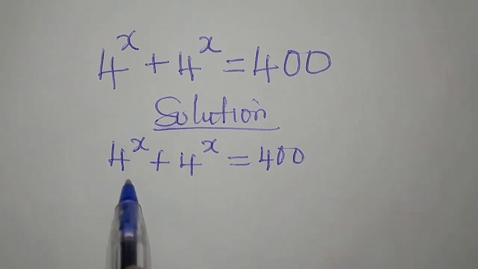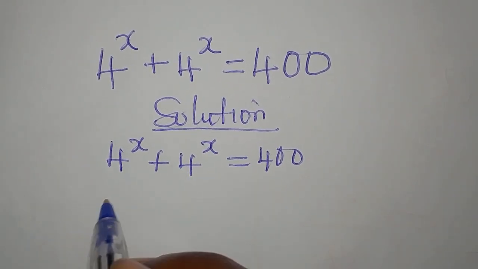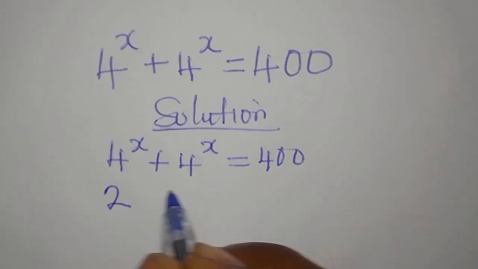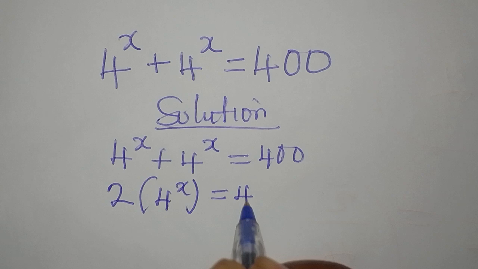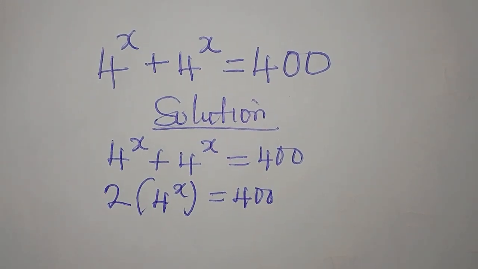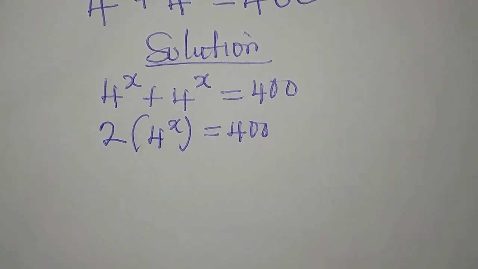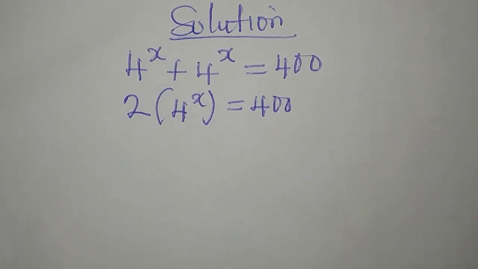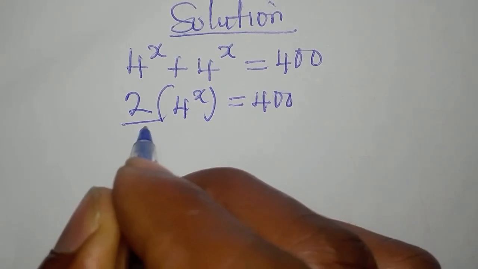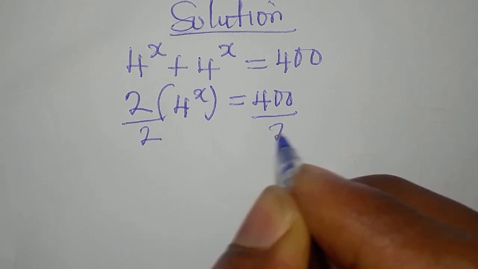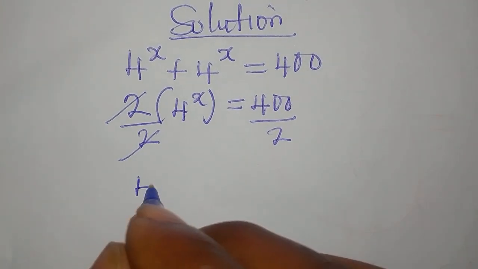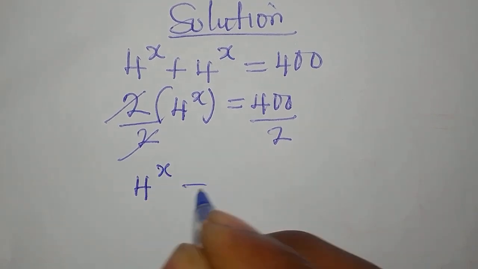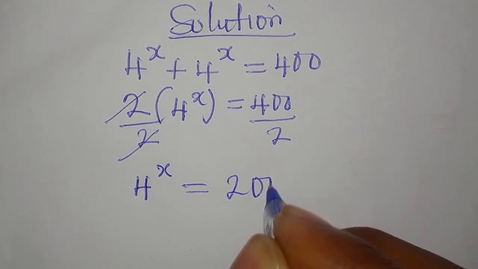Let's go. We have the same thing over here, right? So we can just have 2 of 4 to the power of x equals 400. Remember, of is the same as multiplication. So now, to remove this 2, we need to divide it by itself, and it will reflect on the other side. 4 to the power of x now is equal to 200.